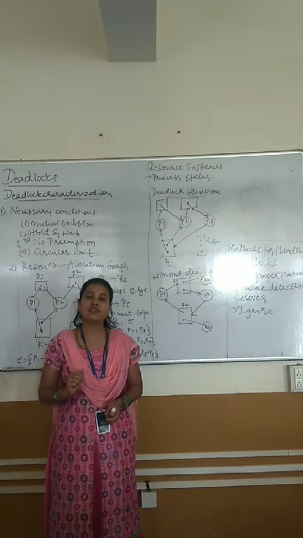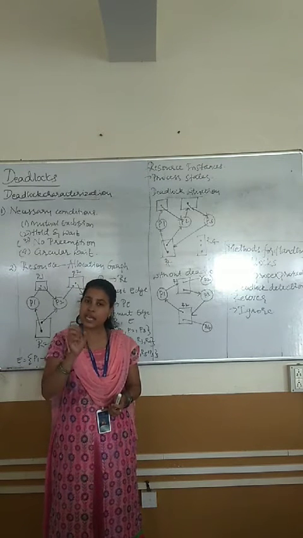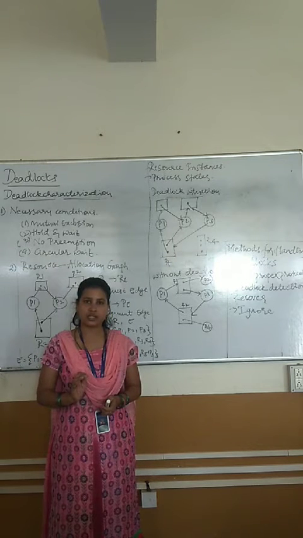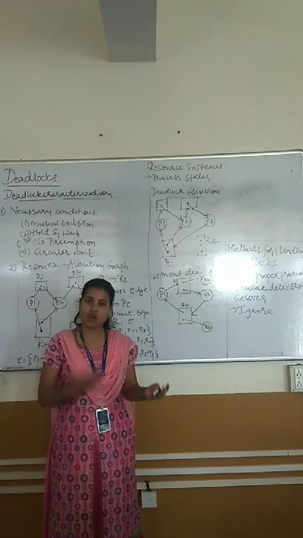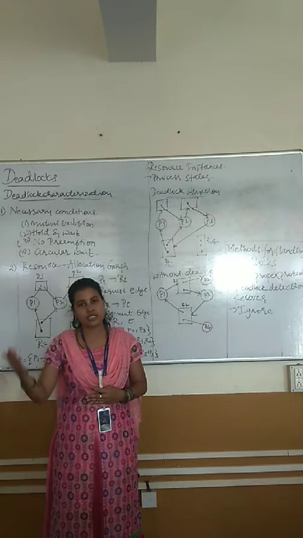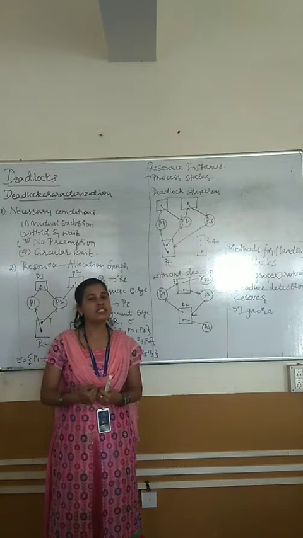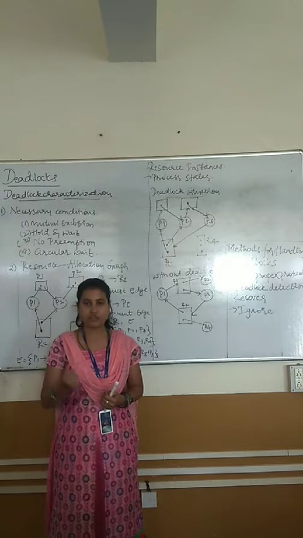What is the result of this? When there is no preemption, that resource is held by that process until it completes its execution. The resource is not released, so it cannot be used by other processes. Other processes keep on waiting. Since the waiting period becomes long, deadlock happens. So when no preemption is used, a deadlock is said to occur.